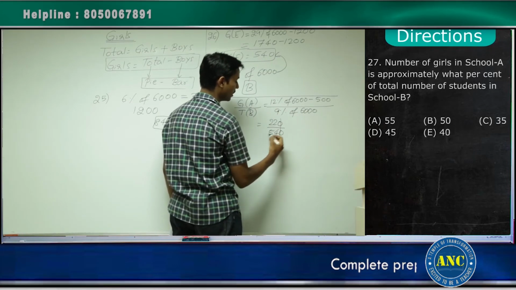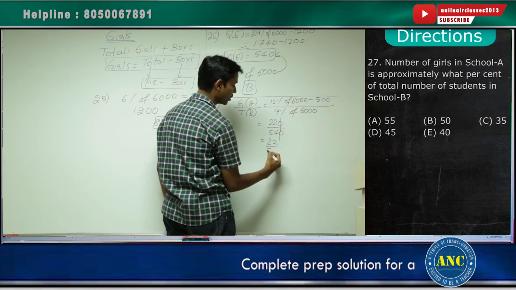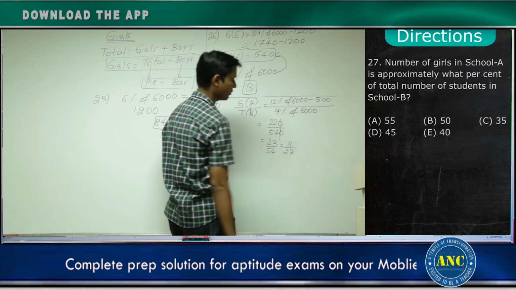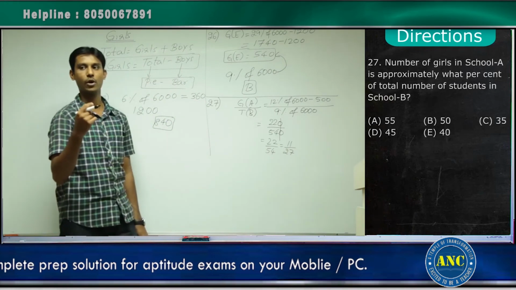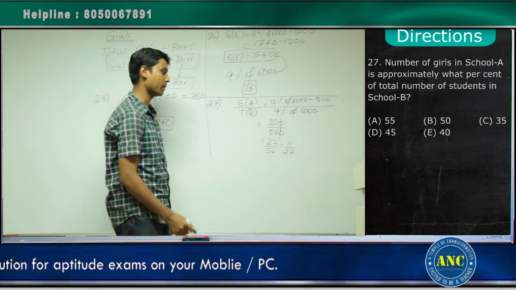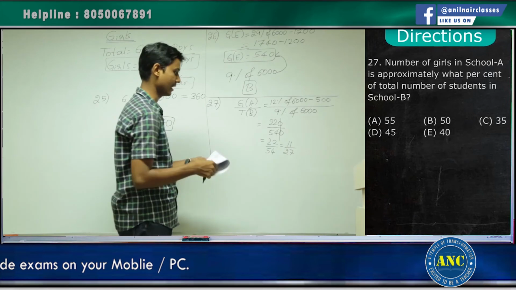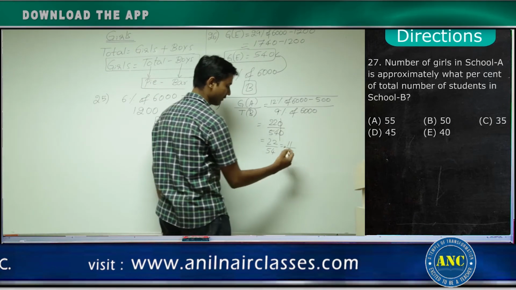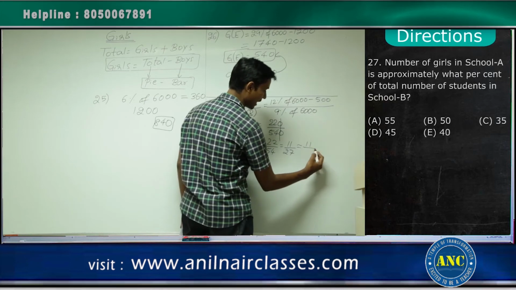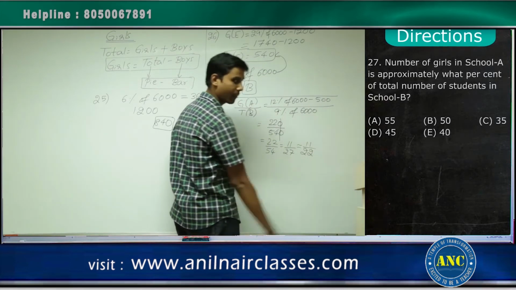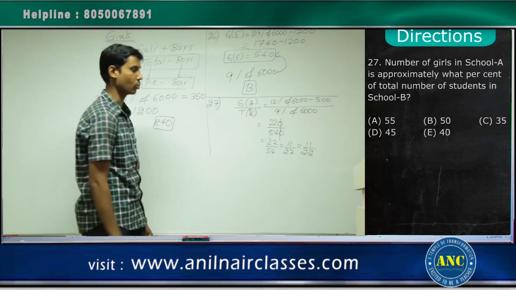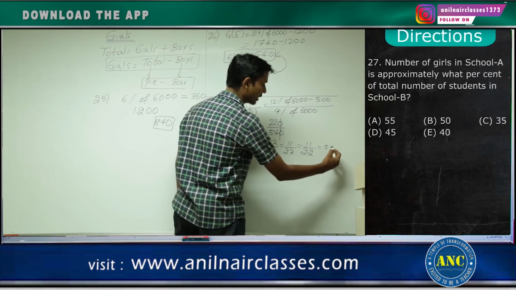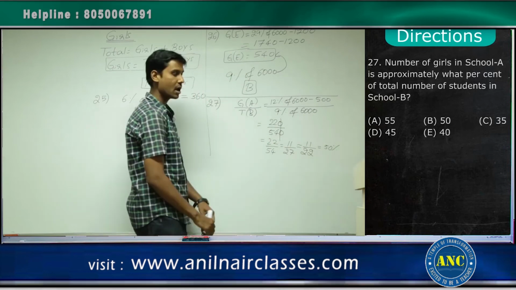220 by 540, 22 by 54, is 11 by 27. But the question is asking in terms of percentage. Now, if you observe here, if I approximately take 11 by 27 as 11 by 22, 11 by 22 is 1 by 2, and 1 by 2 is 50%.